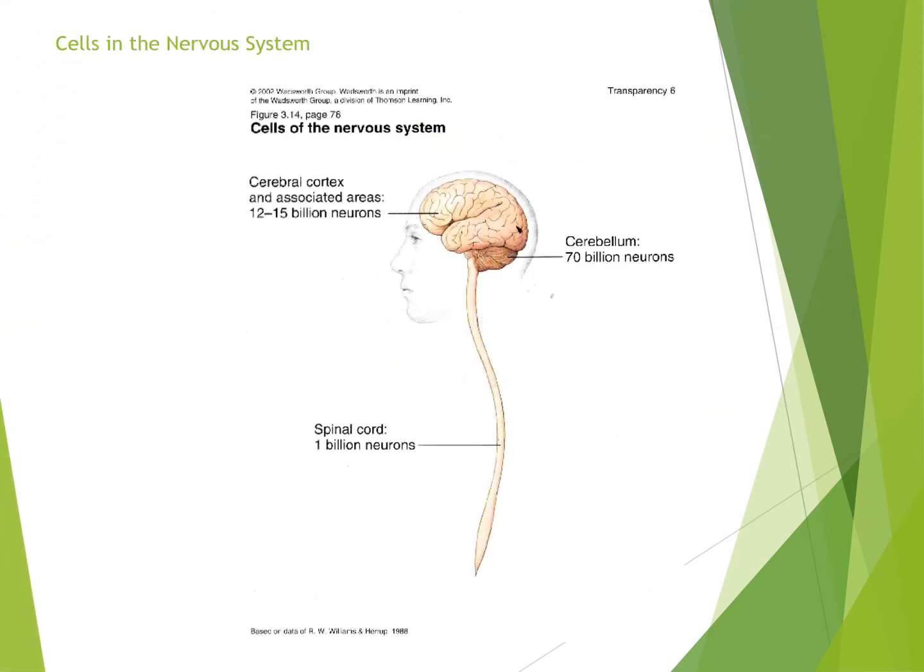Of course, the brain and spinal cord make up a huge amount of the nervous system, about 100 billion cells. You'll notice on the slide that 70 billion of them are dedicated to the cerebellum, which is involved in smoothing out movements.